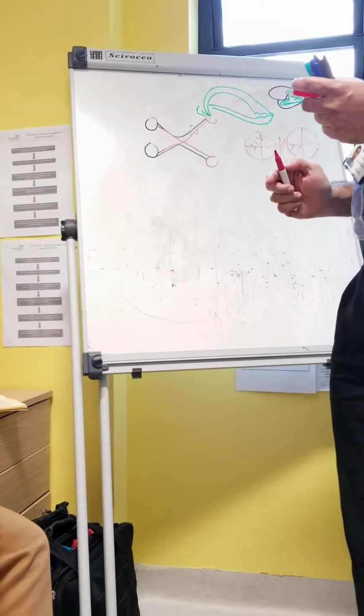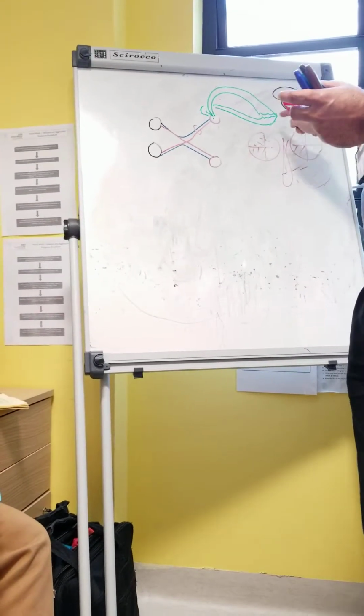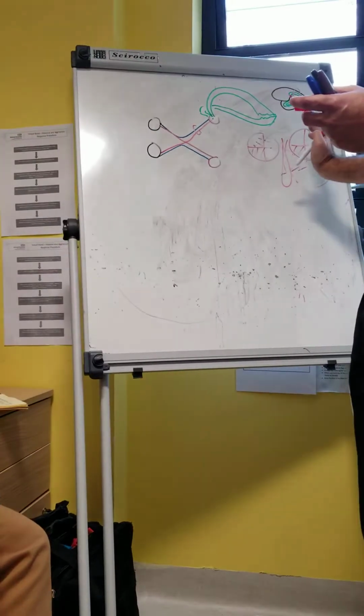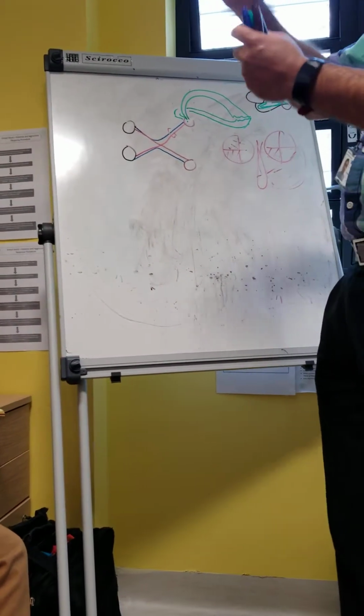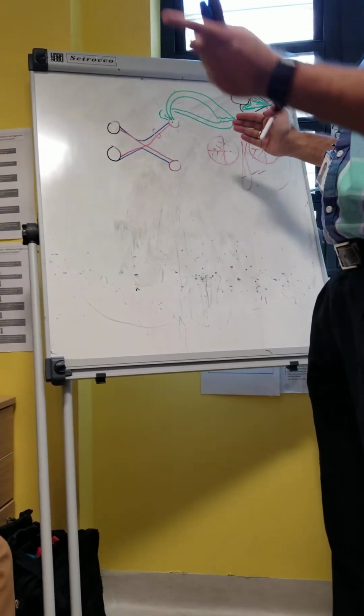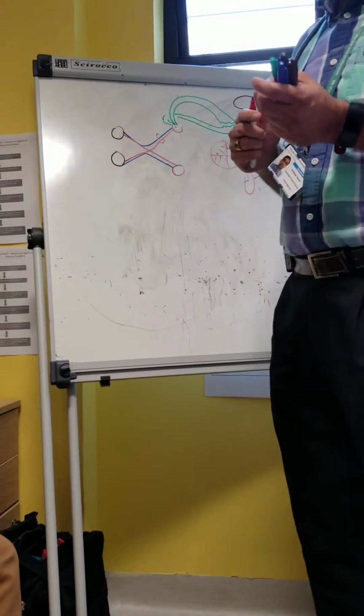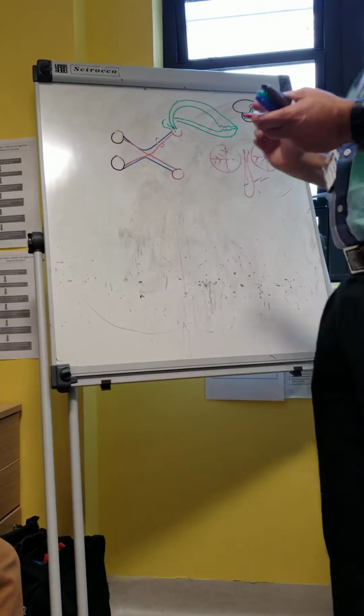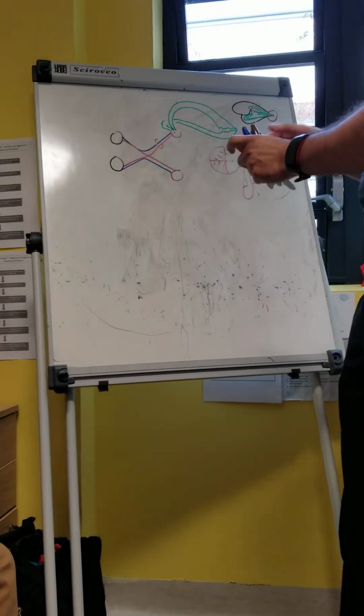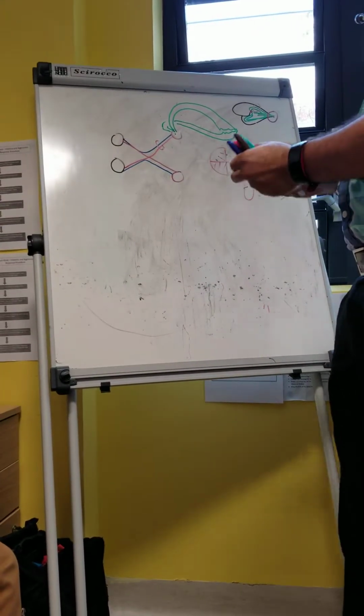Is that clear? If it is in the temporal lobe, it will be upper quadrantic hemianopia. So one half, but one half of the half. Is it clear? If it is in the parietal lobe, that would be the lesion.